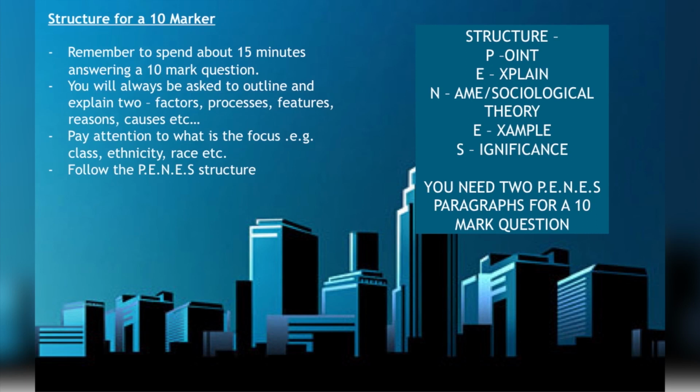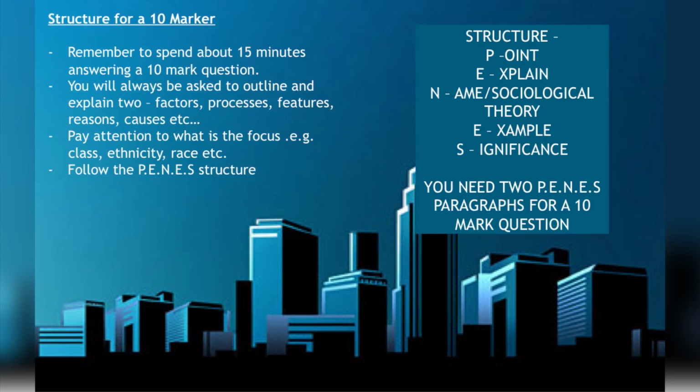Now, also pay attention to what it's asking you in terms of ethnicity, class and social groups. The best thing to do is to read through the question and underline the key points. So 2 factors, underline that. Within schools, ethnic groups, make sure you understand what the question is asking of you in full. So the following structure is PENIS. You need 2 PENIS. Now I'm going to explain what that is exactly.